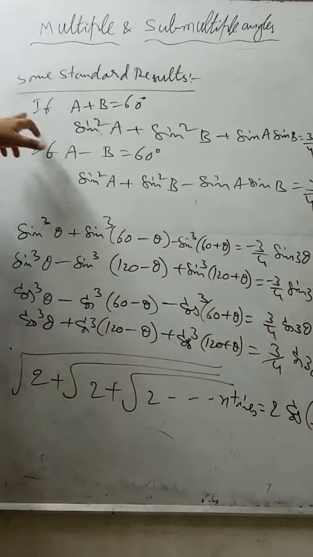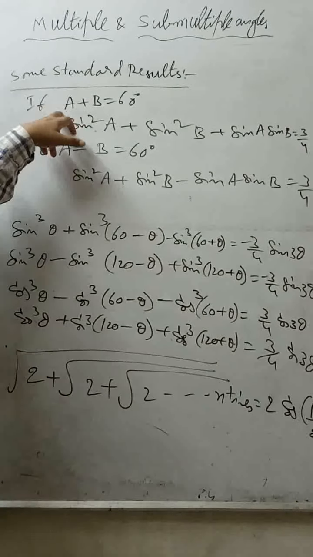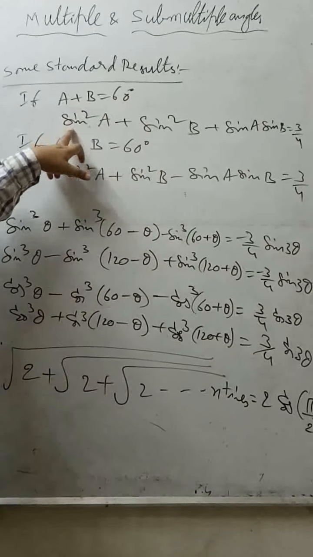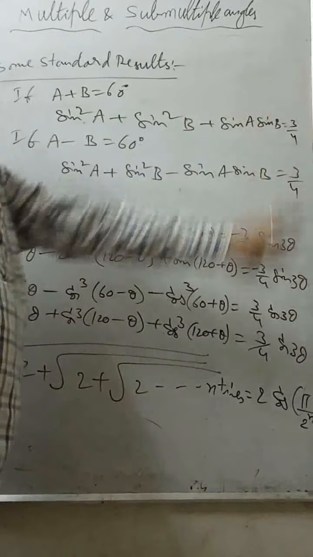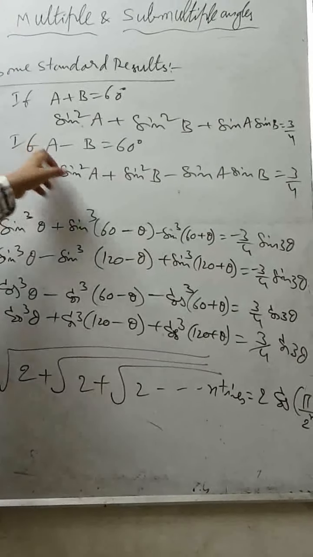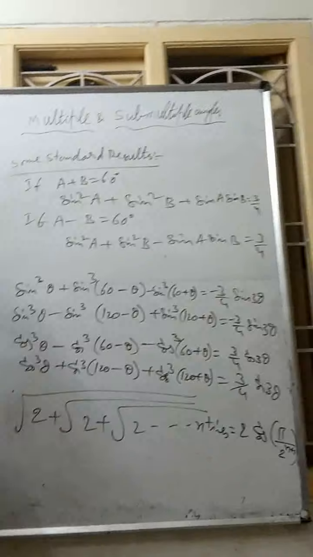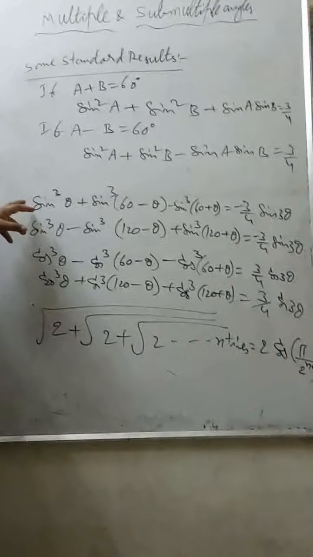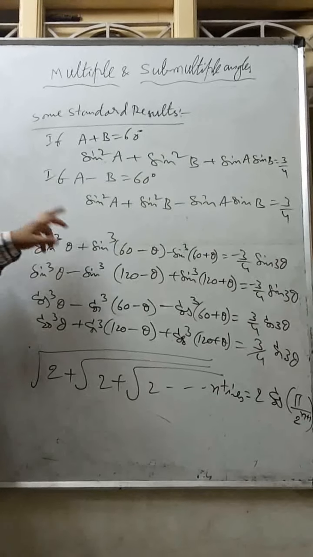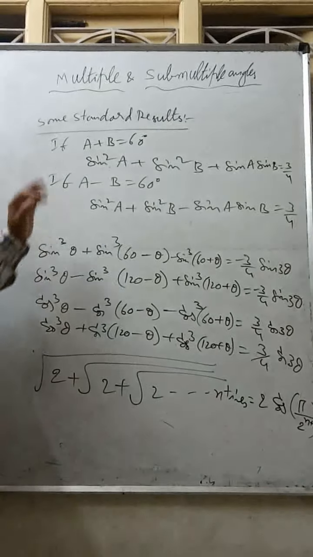Similarly, we can prove for sin also. If a plus b equal to 60, sin square a plus sin square b plus sin a sin b is 3 by 4. And if a minus b is 60, then sin square a plus sin square b minus sin a sin b equal to 3 by 4. Similarly, I can prove all this.